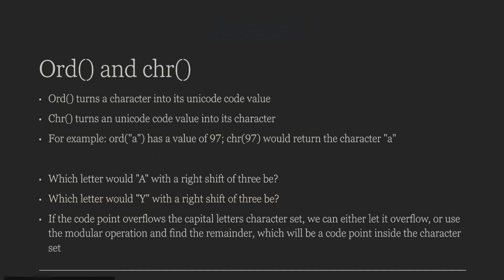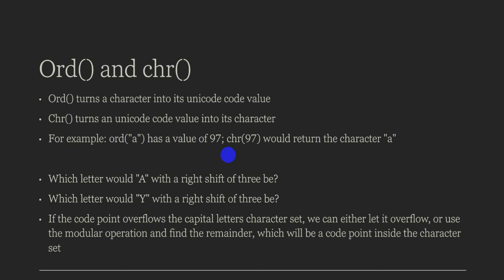And then the functions ord and char are basically the functions we use in Python to convert a character into its code point or a code point into its character. So ord turns the character into a code point and char turns the code value into its character. For example, ord lowercase a, the a has to be in quotation marks because it's a string. This ord a has a value of 97. So 97 would be the code point for lowercase letter a. And then char 97 would return the lowercase letter a.